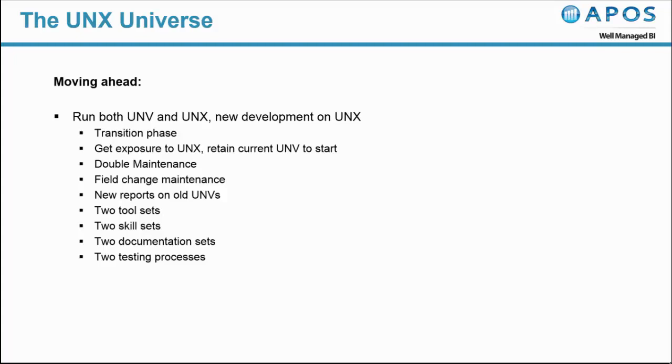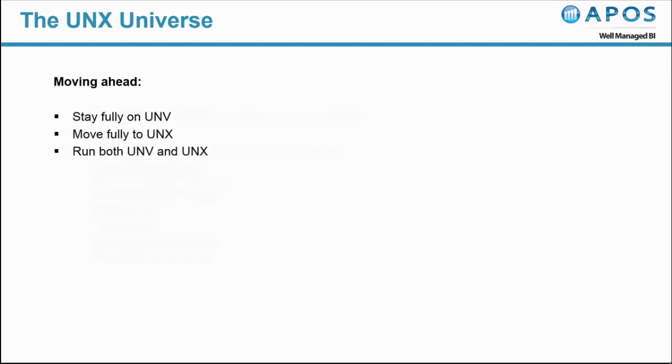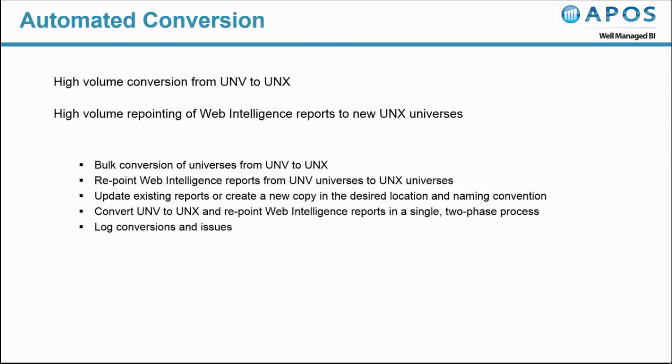So we would see this to be the logical approach: slowly migrate your content from the UNV into UNXs. New development is all going to take place in UNXs, and you simply move forward in that way. So those are the three choices: staying fully on UNV, moving fully to UNX, or the third one, running both UNV and UNX and making that slow, steady progress to the new semantic layer.